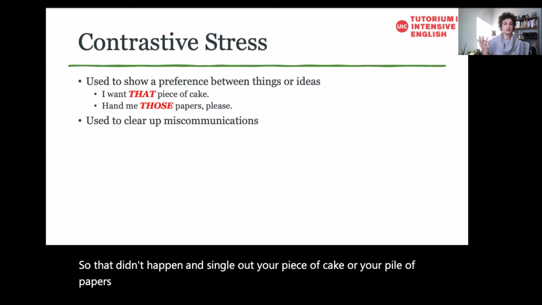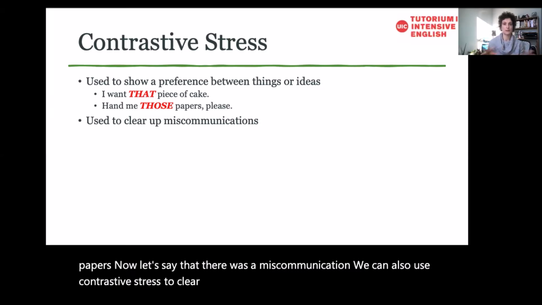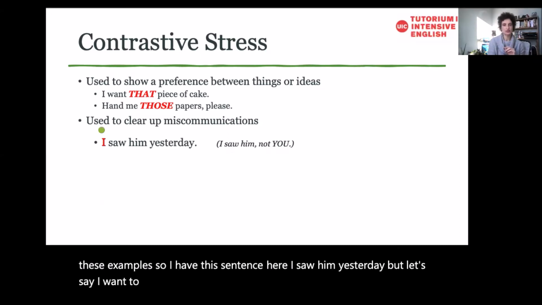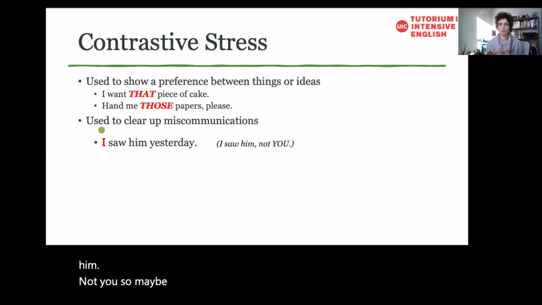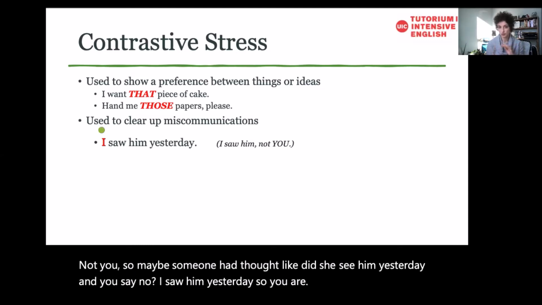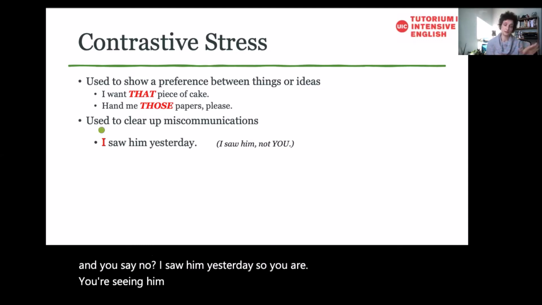Now, let's say that there was a miscommunication. We can also use contrastive stress to clear up a communication breakdown. Let's look at these examples. So I have this sentence here, I saw him yesterday. But let's say I want to stress, I saw him yesterday. I saw him yesterday, right? I saw him, not you. So maybe someone had thought like, oh, did she see him yesterday? And you say, no, I saw him yesterday. So you are contrasting. You're seeing him with no one else seeing him.